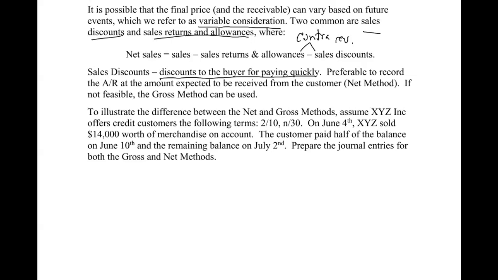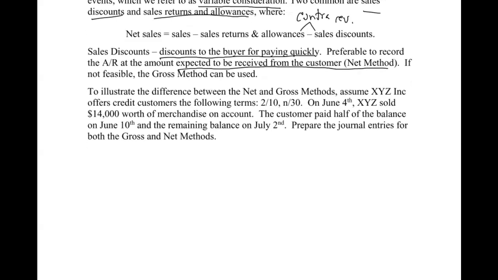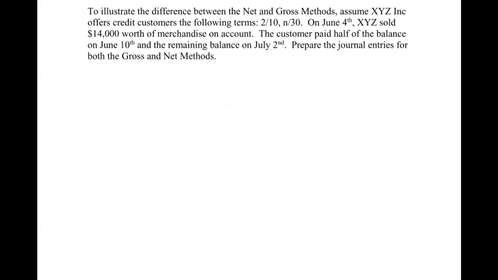So it's preferable to record the accounts receivable at the amount expected to be received from the customer. That's what we call the net method. If not, we'll do the gross method. So what I'm going to do with this example is draw a line down the middle of the page, and we'll do both of them side by side. I think that provides for a better comparison.